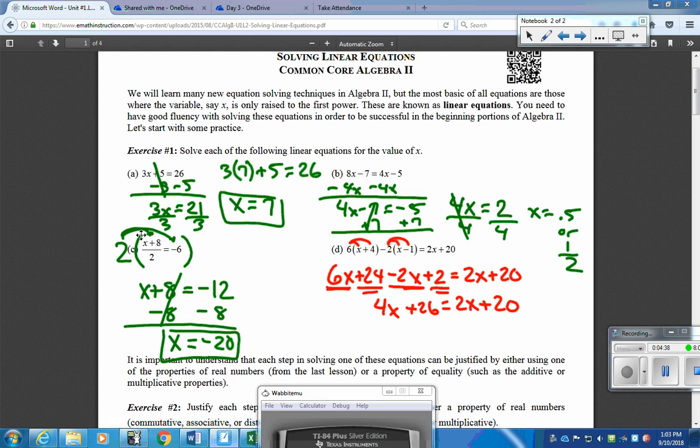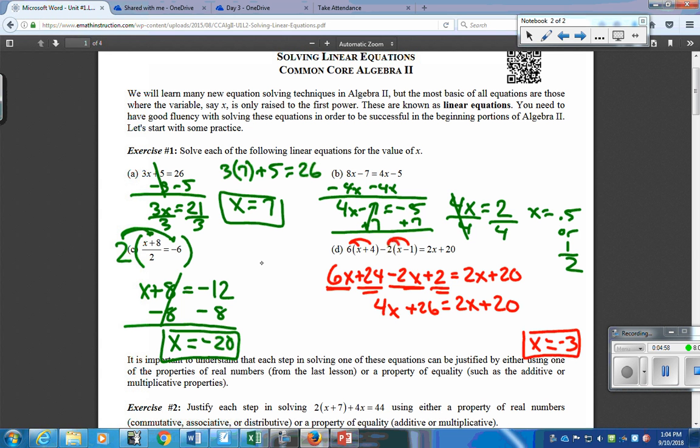2x plus 20. So at this point, I'm going to let you solve this one by yourself. But the answer you should get should be negative 3. So finish that one yourself and see if you get that negative 3. And at this point, you could pause the video to do that.